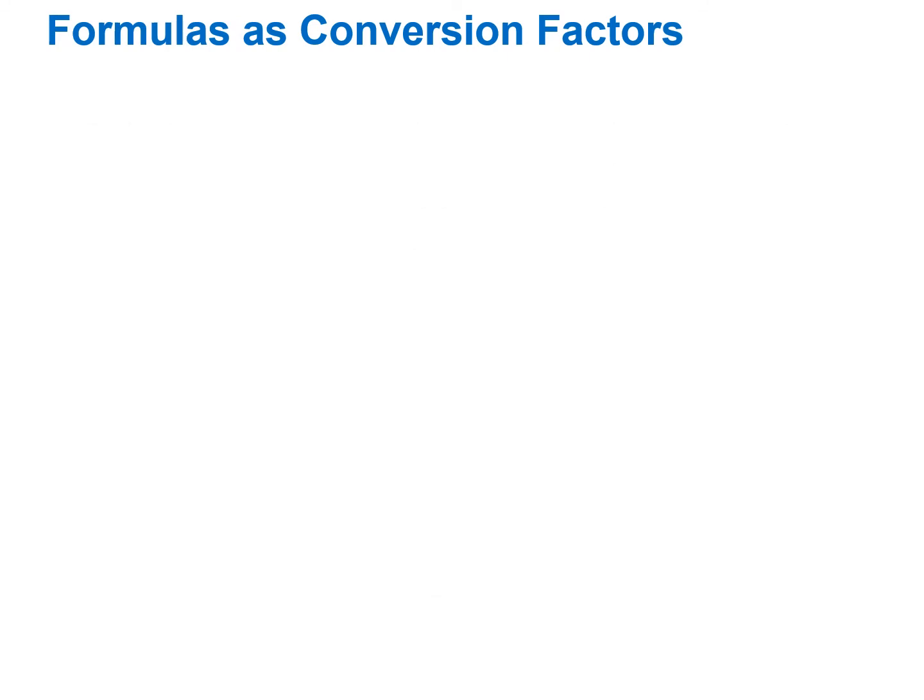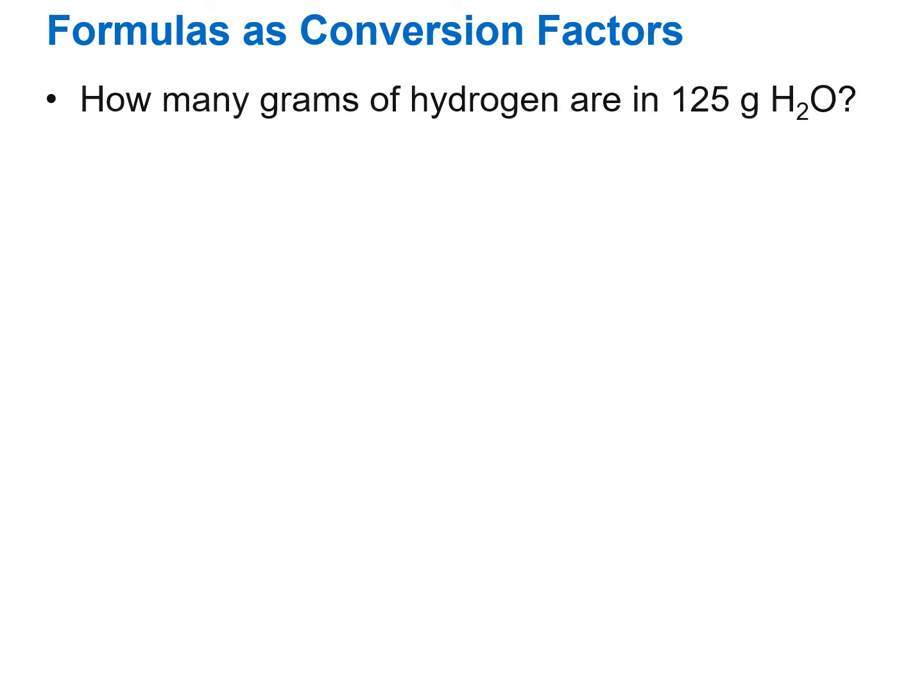Now, believe it or not, we can use formulas as conversion factors too. And there's nothing like working a problem to help us figure things out, so let's work this one. How many grams of hydrogen are in 125 grams of water? Well, what do we know? Well, we know this, for example. So what is this telling us? What is this formula for water telling us?